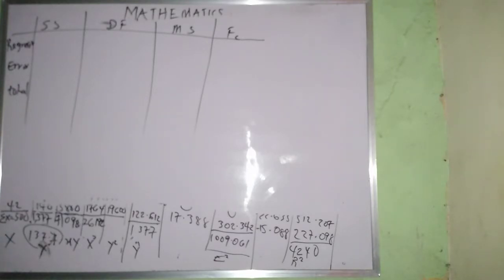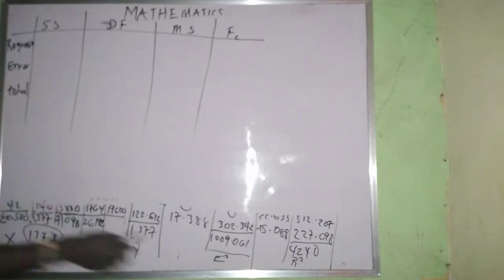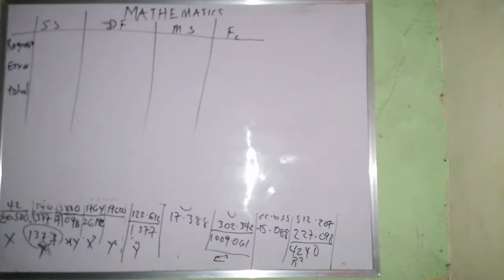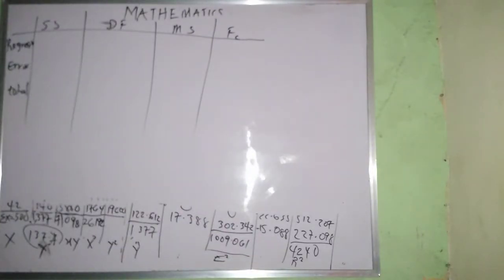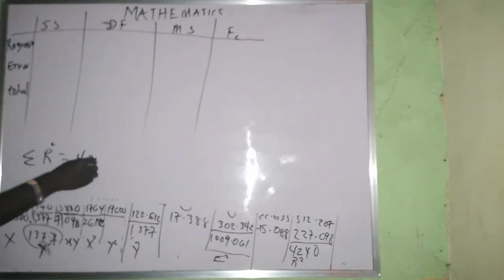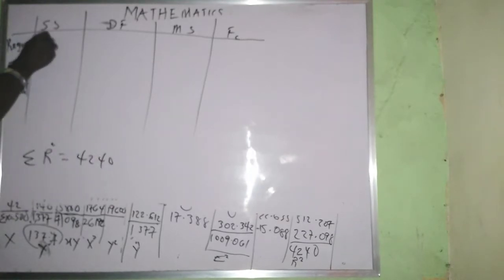Now, my mean square. How will I get my mean square? My mean square is 440, which is going to be 4. My regression sum of squares is my mean square, which is going to be 440. How will I perform my mean square? My mean square is just the summation of the regression sum of squares, which is going to be 440.